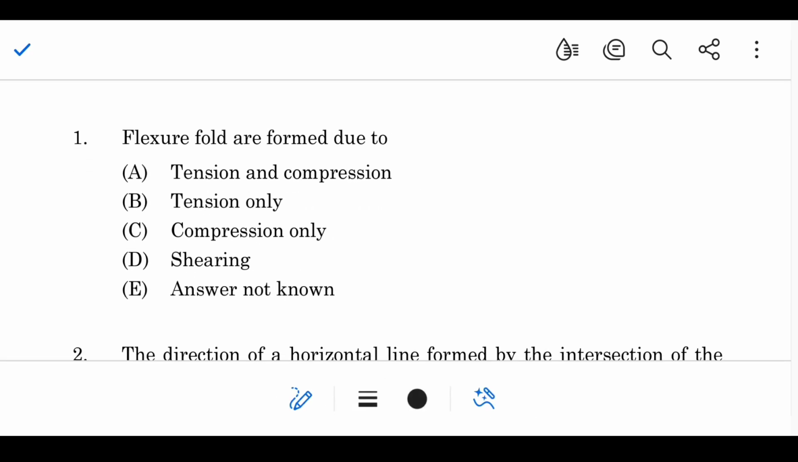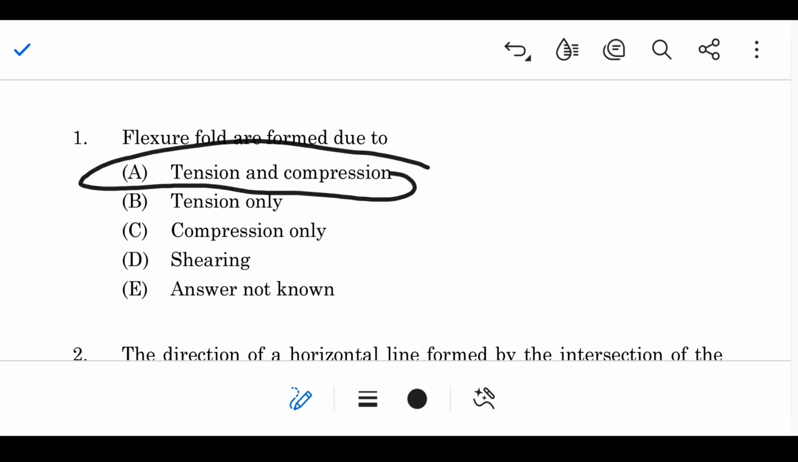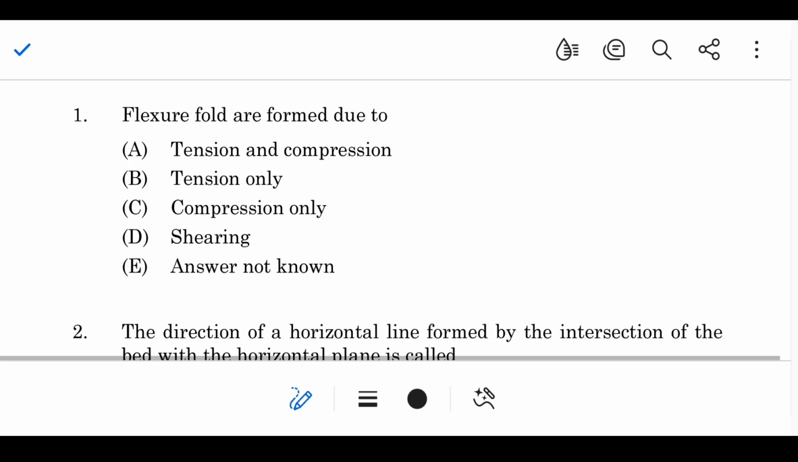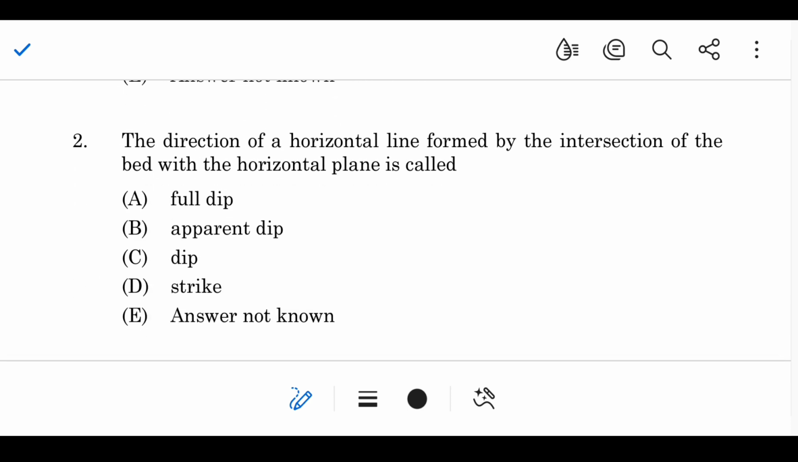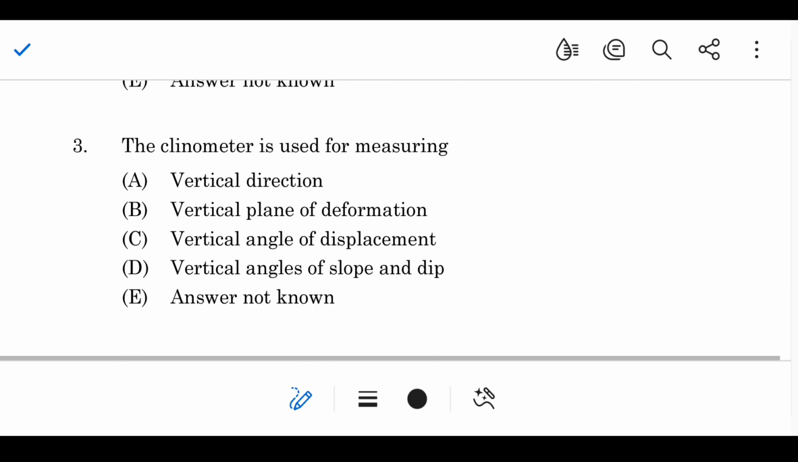Okay, we start with question number 1. Fracture folds are formed due to tension and compression. The second question: the direction of a horizontal line found by intersection of bed with horizontal plane is called strike.